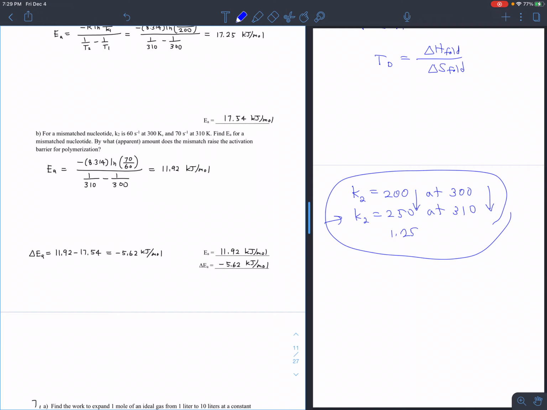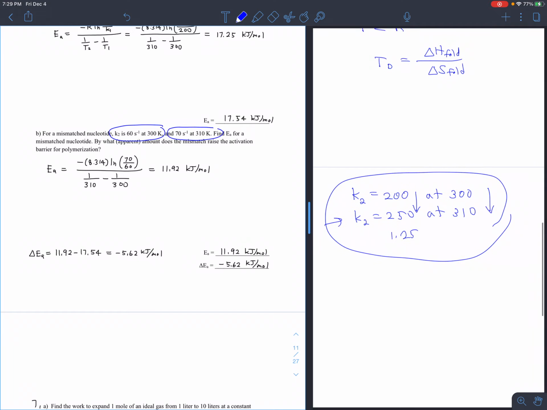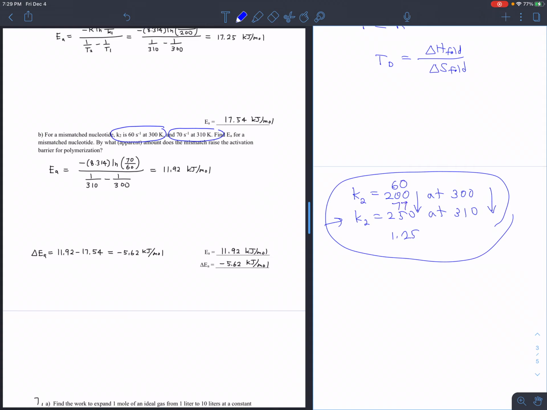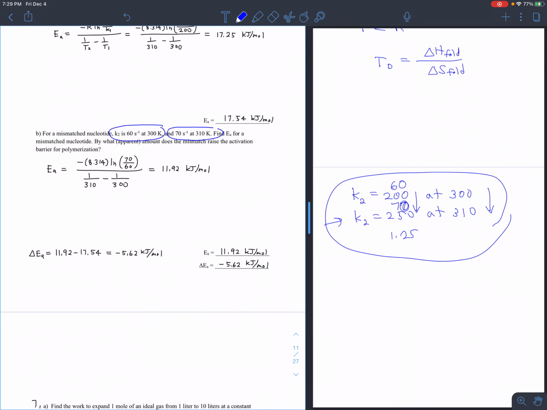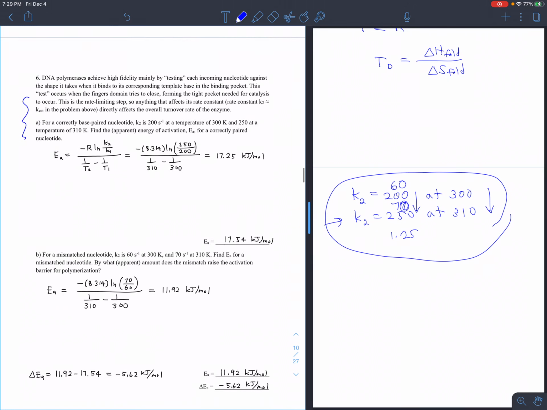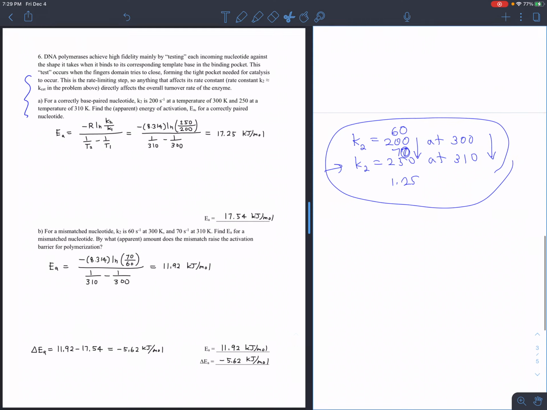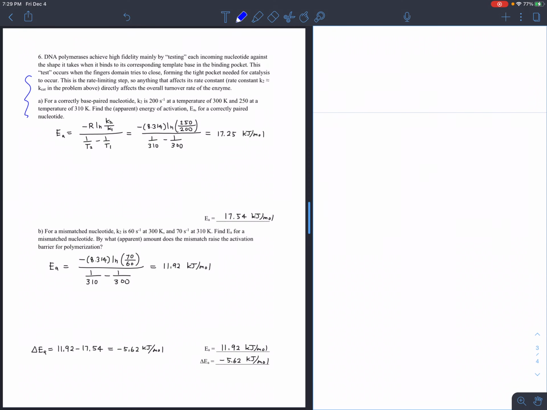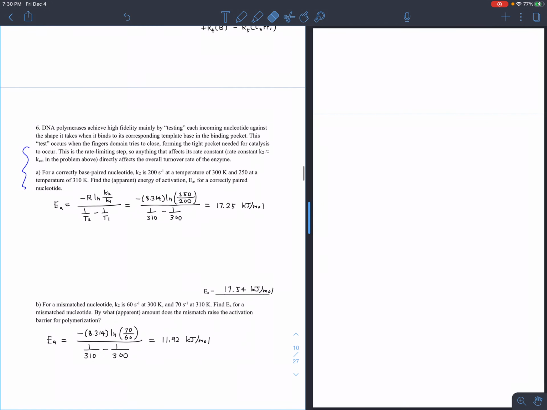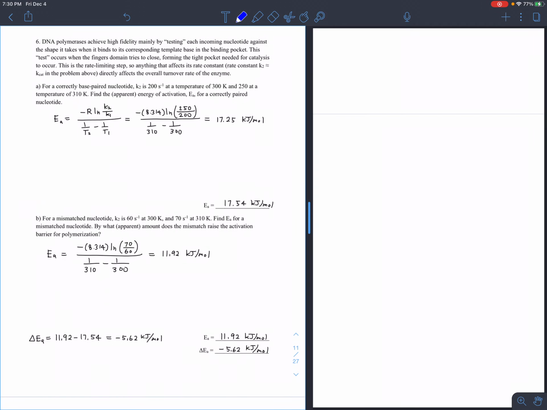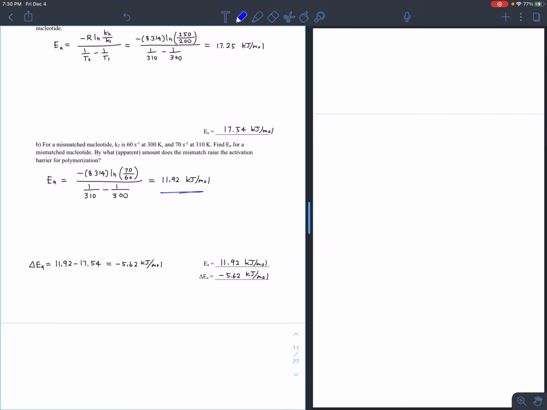The second thing is for a mismatch, and it gives rates K2 at 300K and K2 at 310K, so the same thing except 60 here for the mismatch case and 70 here, and otherwise it's the same calculation, so just plugging in different numbers, 70 and 60 and 310 and 300 gives a barrier of only 11.92. Notice that barrier is actually smaller. It's inconsistent with what the problem says up above. I thought about changing this problem, but then I said, well, you'll get the right answer anyway if you do the calculations right. So that's probably not physically reasonable. The barrier really should be higher, though not much higher, for the mismatch than it is for the good nucleotide. Anyway, it gives a barrier when you do the calculation of only about 12.